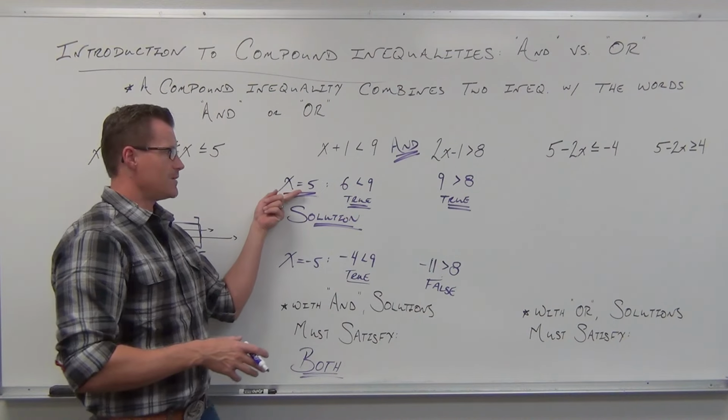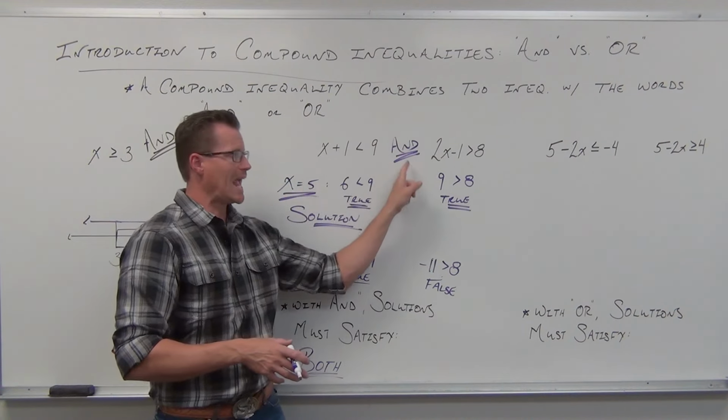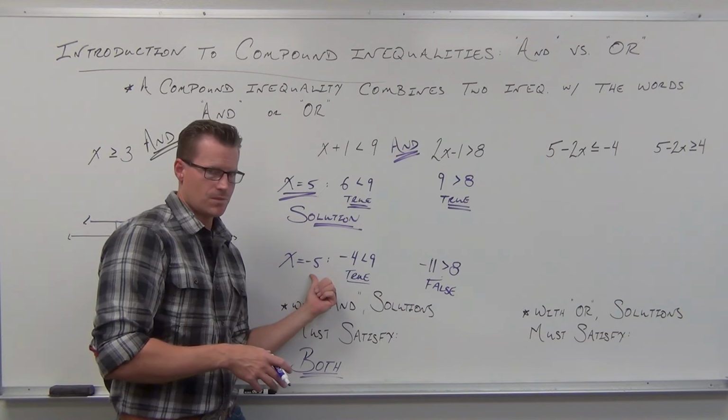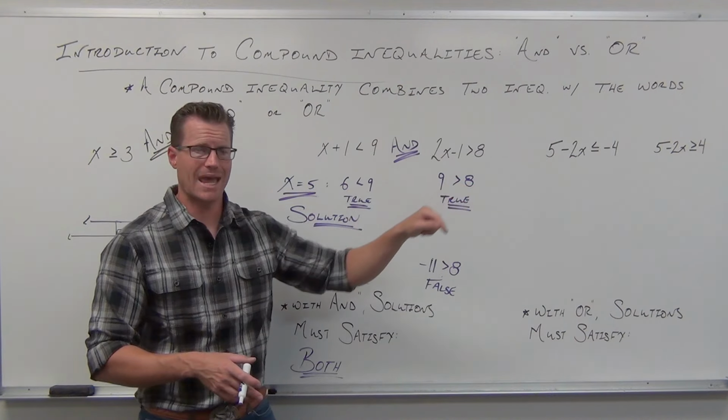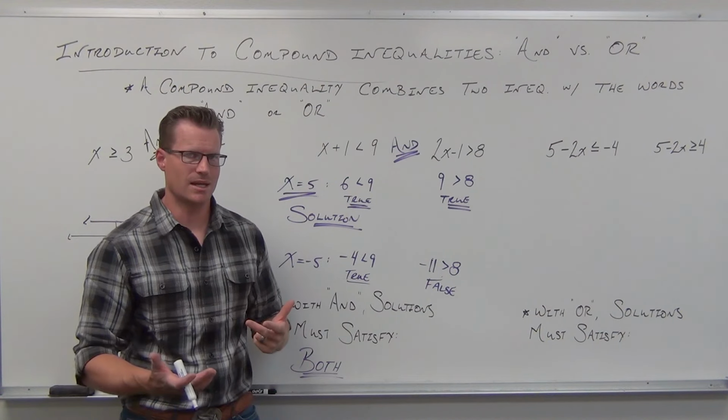So right here, hey, 5 is a solution. It works in both, this one and this one. This is not a solution. It works in one, but it does not work in the other, and and says you've got to work in both. That's the idea behind and.